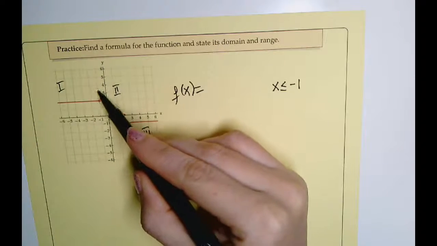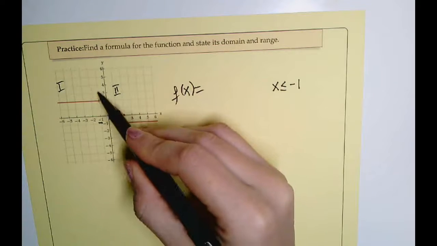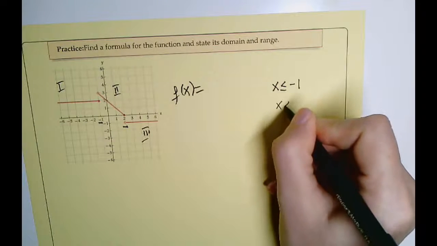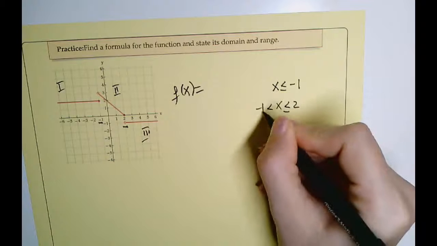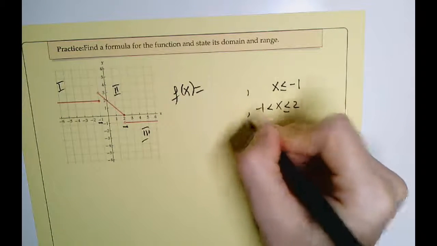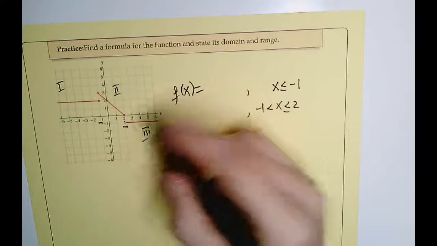What is the second piece? The second piece is between -1 and 2, not including -1 and including 2. And then the third piece is everything greater than 2, but not including 2.